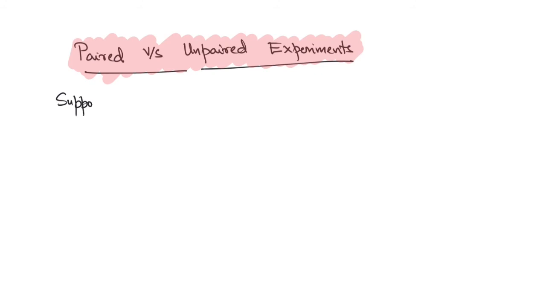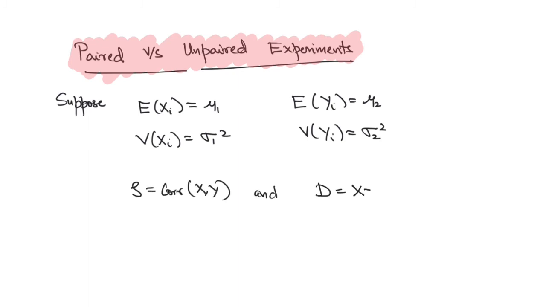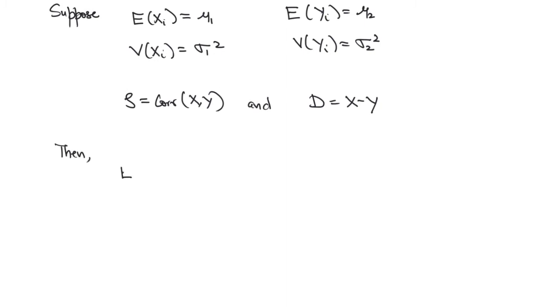We finish up by comparing paired experiments with unpaired experiments. Suppose we have xi's where the expected value of xi equals mu1 and yi's where the expected value of yi equals mu2. The variance of xi is sigma 1 squared and the variance of yi is sigma 2 squared. We let rho equal the correlation of x and y, and d is the difference x minus y. Note that the expected value of d equals mu1 minus mu2. This is the same as the expected value of x bar minus y bar.